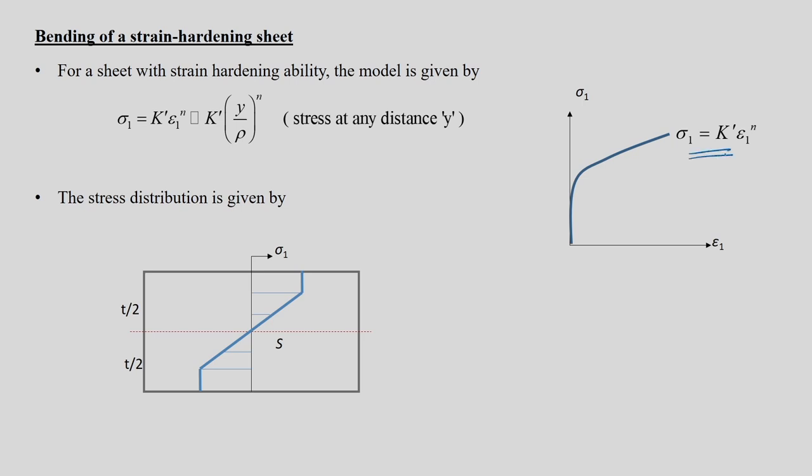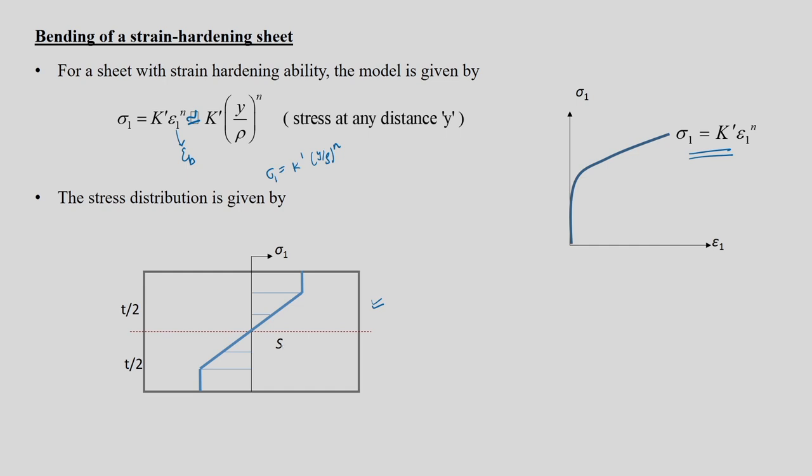Sigma is equal to k epsilon power n, the same power law. The only thing is, sigma 1 is equal to k dash epsilon 1 power n, which we are keeping. This is approximated to k dash, which will remain as it is, and epsilon 1, where there is no epsilon a, so it is epsilon b only. So epsilon b is y by rho, and k dash into y by rho power n would be the stress distribution that you are going to get.